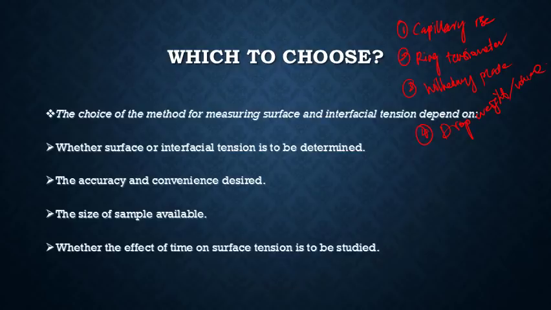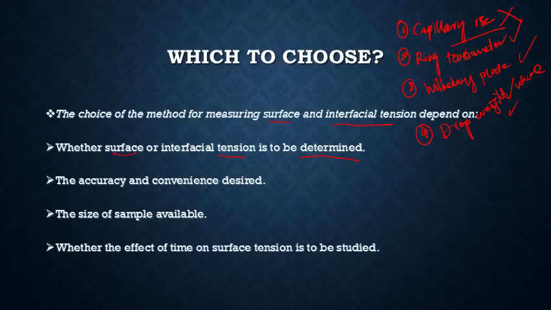The choice of the method for measuring surface as well as interfacial tension depends on whether the surface or the interfacial tension is to be determined. If you just determine the surface tension, the most accurate you can use is capillary rise. However, when you want to determine interfacial tension, this method cannot be used. You may want to go further into the second, third, or other methods, and the accuracy and convenience desired.